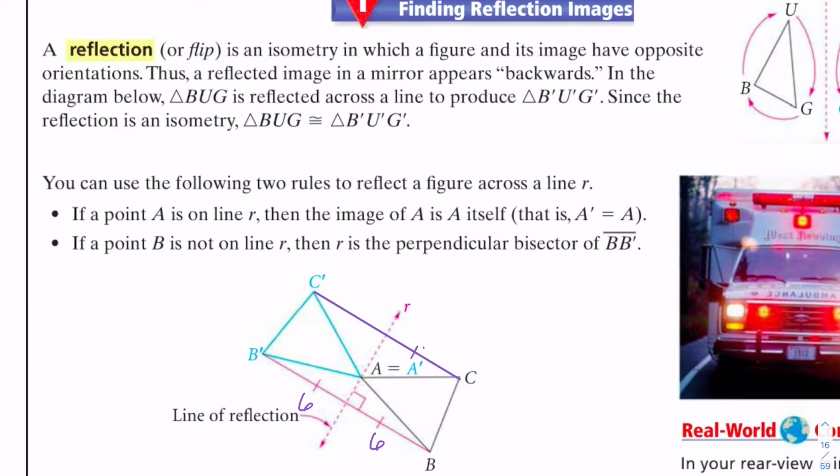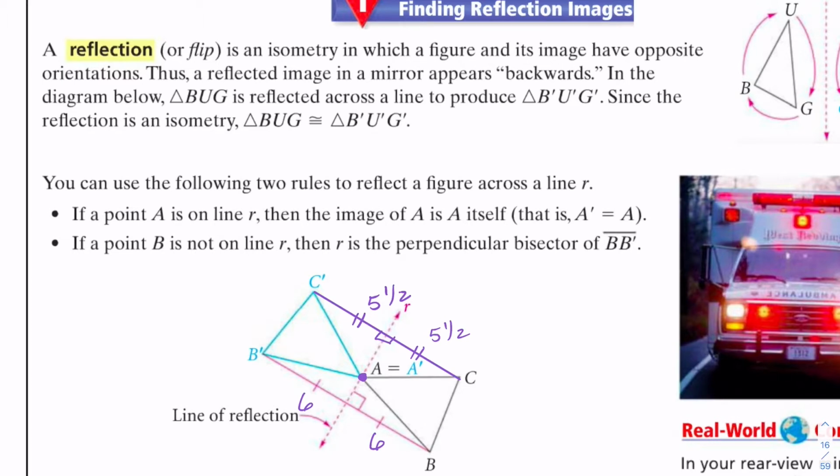So if that is congruent to that, that might be 5. I don't really know, I'm just making this up. Well, let's just say 5.5. Then that one's 5.5. And these are also perpendicular, okay? A didn't move because A is on the line of reflection, so A now becomes A prime.